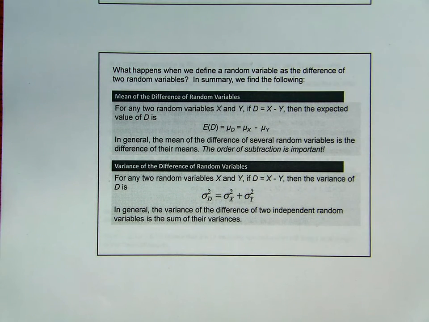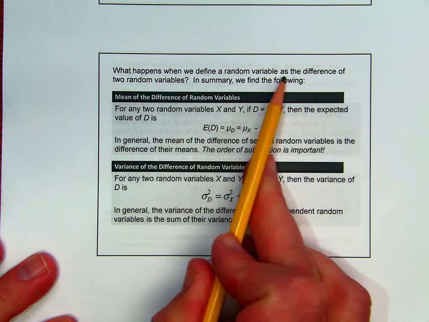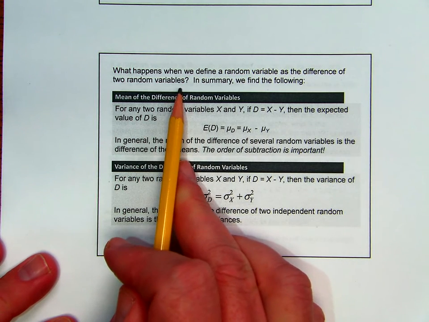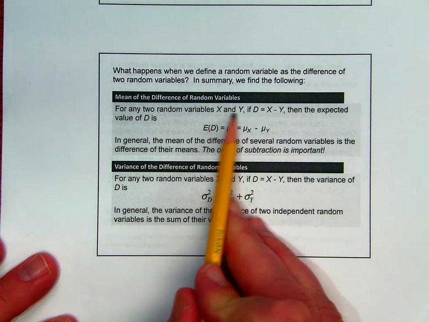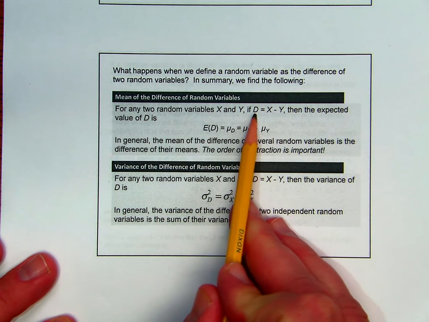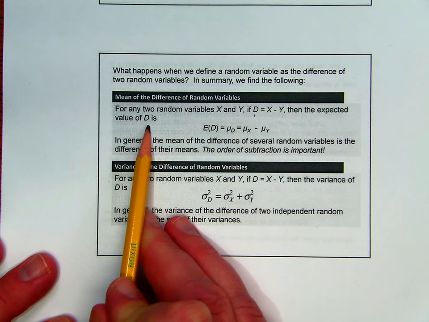All right, well, what's the deal if we subtract variables instead of add variables? What's the same and what changes? So what happens when we define a random variable as a difference of two random variables? In summary, we find the following. For any two random variables, x and y, d, in this case for difference, is x minus y, then the expected value is.